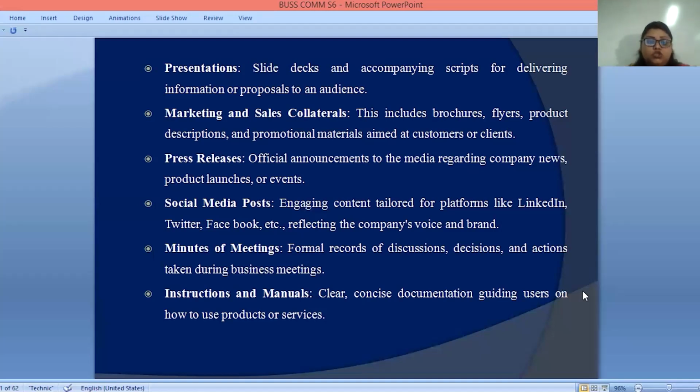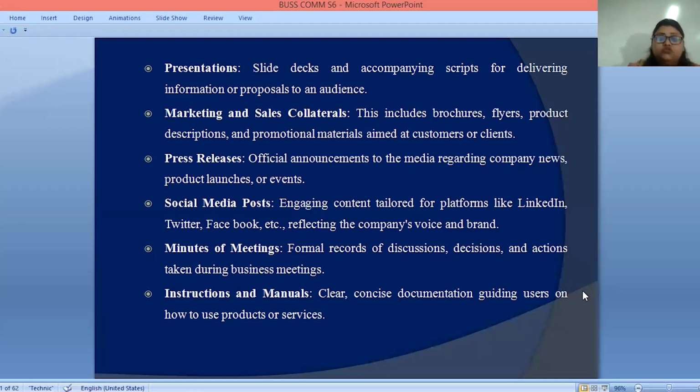Next is minutes of meeting. As the meeting considers the agenda and the number of participants, we record the discussions, what decisions have been taken, what actions have been taken during the business meetings, and when the next meeting will be conducted. All this information is mentioned in the business writing of minutes of meeting.